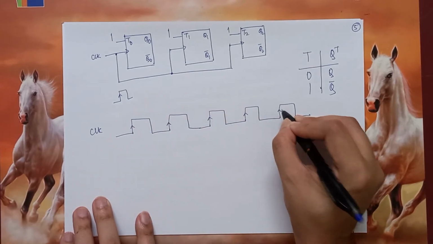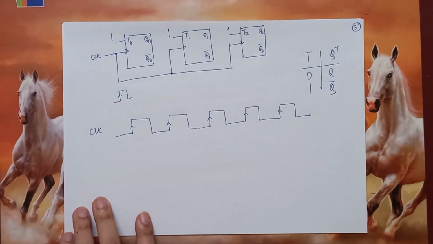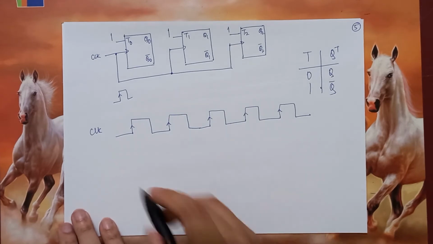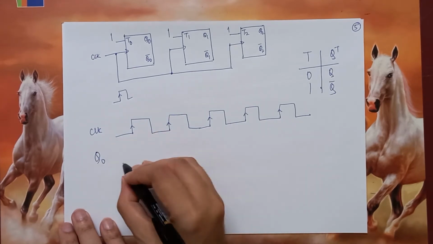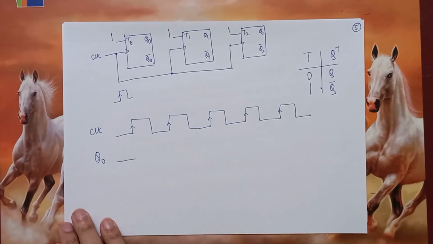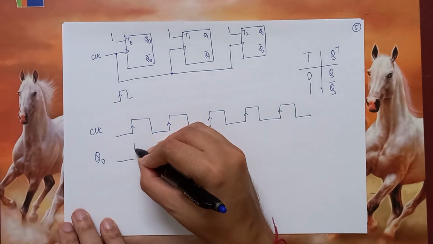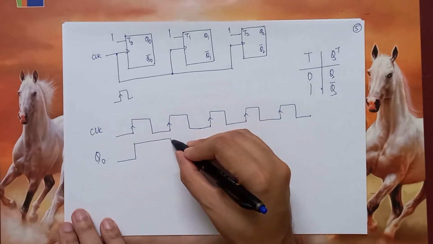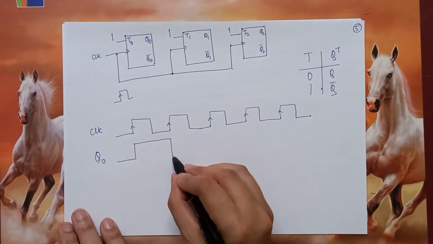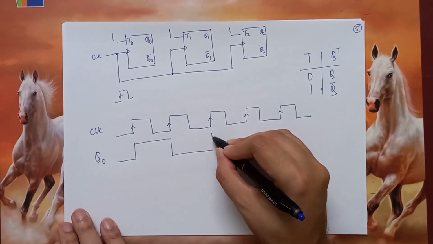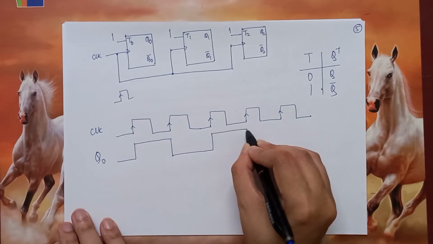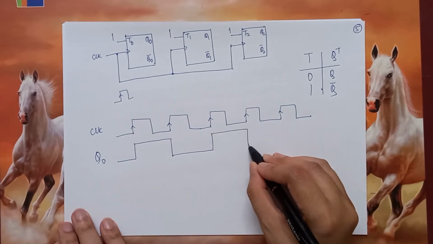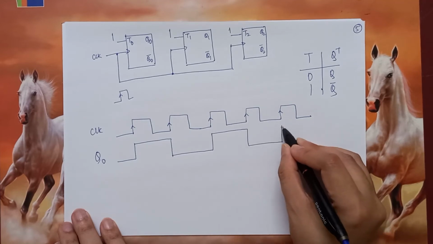Now since we are giving the same clock to each, it hardly matters whether the flip-flops are positive edge triggered or negative edge triggered. So if you assume that Q0 is initially 0, then in the first positive edge it will become 1. And this 1 will stay until the next positive edge. Here also it will change in the next positive edge, and so on.